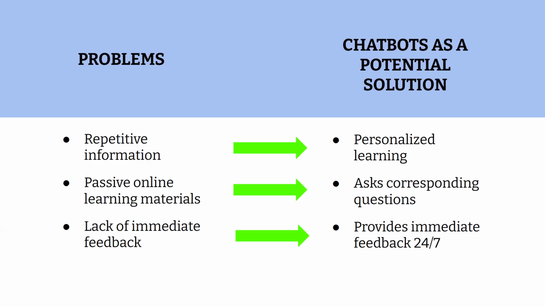And then lack of immediate feedback because there is no teacher there. That is one of the problems and challenges of flipped classroom. When you're learning at home, there is no teacher to respond immediately. So chatbot is a possible solution. I am not saying that it is the perfect solution, but it is a potential solution and it can work in some cases, most cases. In this case is what we're trying. It provides personalized learning, ask corresponding questions, and it provides immediate feedback 24/7.